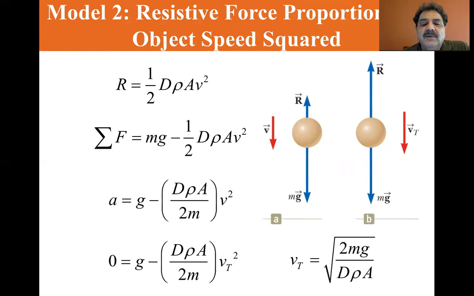We subtract. We end up with g equals D rho A over 2m times v squared. We invert. We end up with 2mg divided by D rho A, and to get the Vt, because right now we have Vt squared, we take the square root of it. So Vt is equal to the square root of 2mg over D rho A, where A is the area.